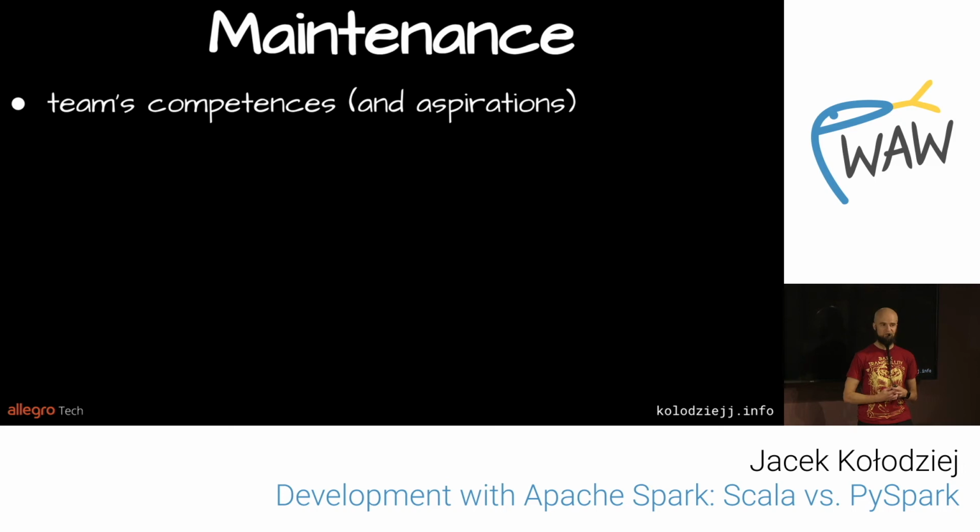For example, my team is currently like 50-50 Python JVM. It used to be more JVM. Probably it will change in the future, I don't know. But it is a strong thing to consider. Which ecosystem will be easier to work on in your team?